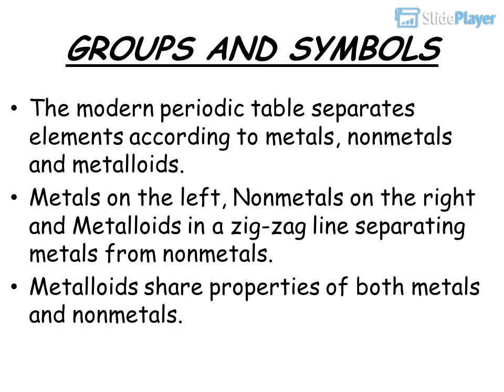The modern periodic table separates elements according to metals, non-metals and metalloids. Metals on the left, non-metals on the right and metalloids in a zigzag line separating metals from non-metals. Metalloids share properties of both metals and non-metals.